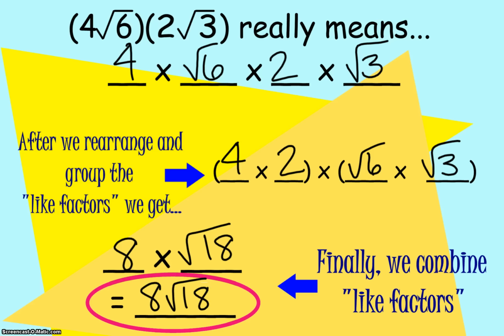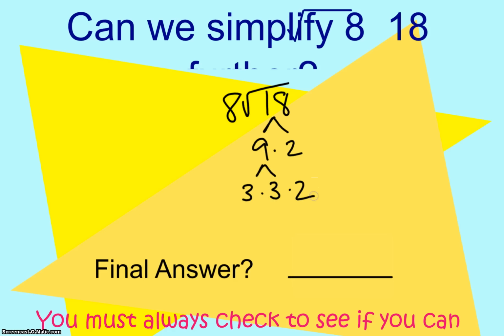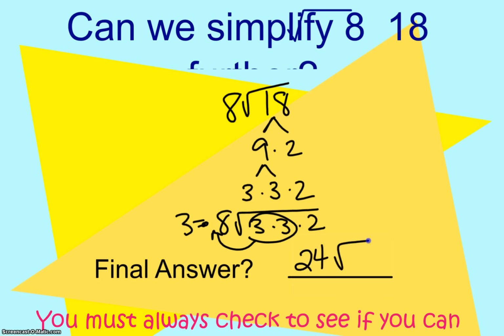All right, but one of the things I said was make sure that you cannot simplify your expression. So 8 square root of 18. 18 would be 9 times 2. 9 can be broken into 3 times 3 times 2. This is your next step. This can be taken out. So 24 square root of 2 would be your final answer.